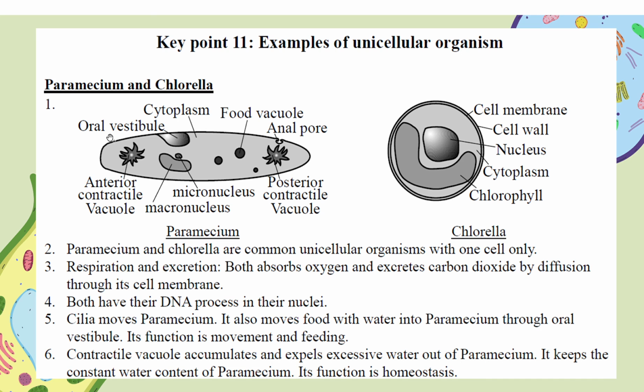For oxygen and carbon dioxide, both have DNA processed in the nucleus. They are eukaryotic. Cilia move the Paramecium. Not shown here. There's cilia here, okay? Used for movement. Okay, it also moves food and water into the Paramecium through the oral vestibule. Vestibule gets the nutrient. Okay, its function is movement and feeding for the cilia.